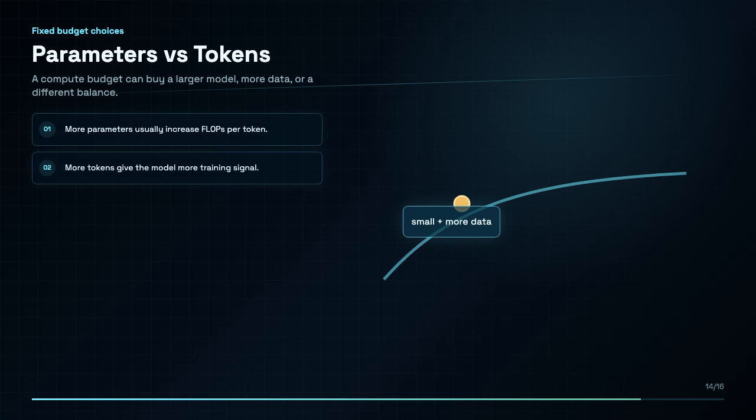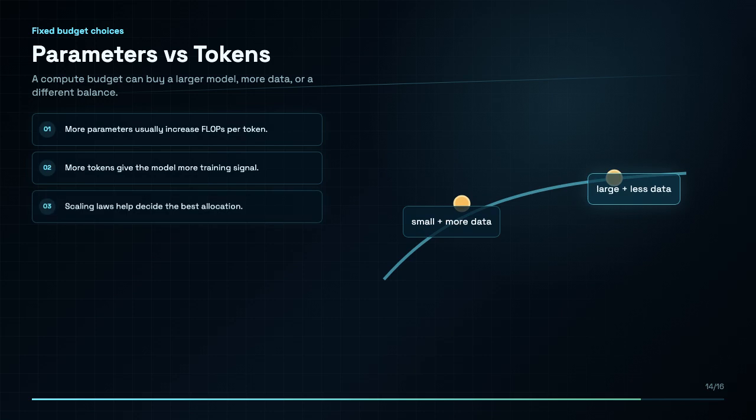If you have a fixed compute budget, you can train a billion parameter model on 1 trillion tokens, or a 10 billion parameter model on 100 billion tokens. Which is better depends on scaling laws, which we'll encounter in later lectures, but the analysis starts with counting flops.